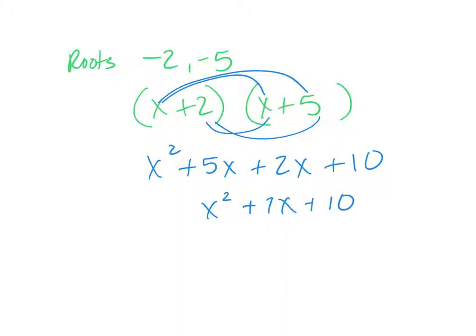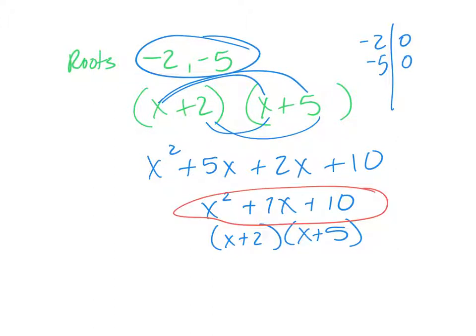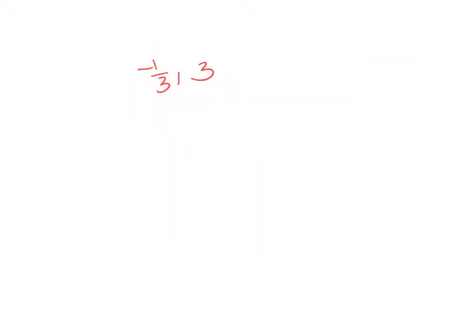And you're going to compare that to x plus 2, x plus 5, and you're going to check your roots. That at negative 2 there's a 0, and at negative 5 there's a 0. So go ahead and do all that checking. Your answer is x squared plus 7x plus 10. Right, so this one's a little bit more difficult, but it's not a big deal.